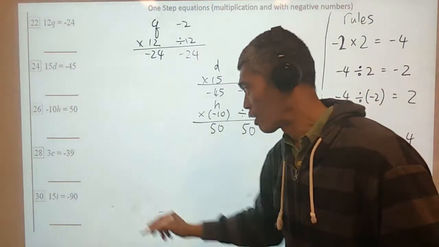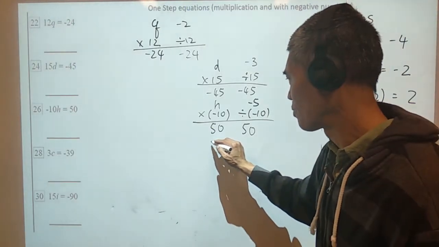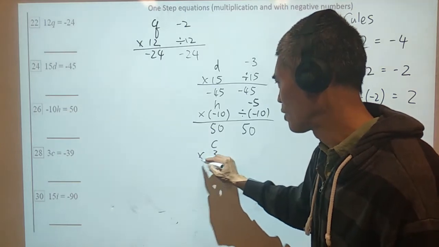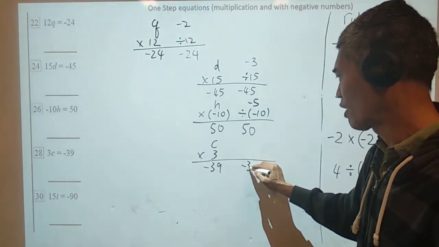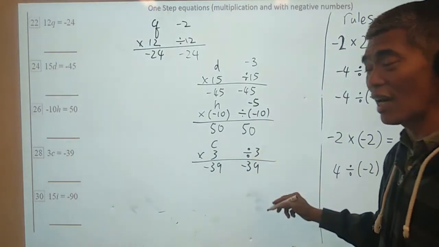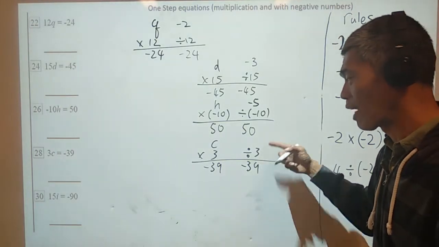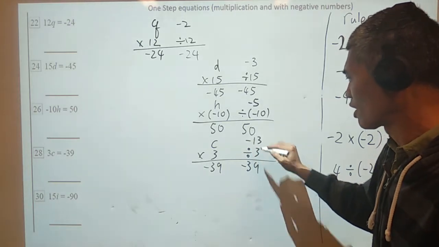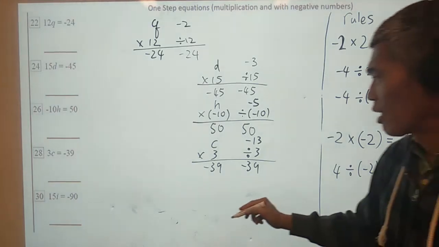All right, so let's take this one. 3c equals minus 39. So c times 3 equals negative 39. So starting with negative 39, we divide by 3. So negative 39 divided by 3, again you have a negative number divided by a positive number. The end result is a negative number, which is minus 13. All right, so c equals minus 13.